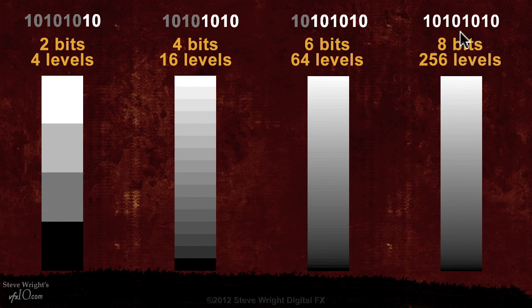But if we have 8 bits, we can make 256 levels or gradations in the gray, and we get a nice, smooth gradient. No banding. Now, it's not important to remember how many bits get you how many levels. The key point is the relationship between the bits and the number of levels. The more bits, the more levels, the smoother the gradient, the less the banding.